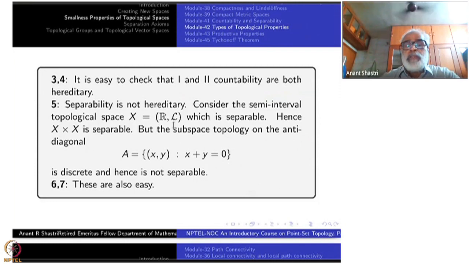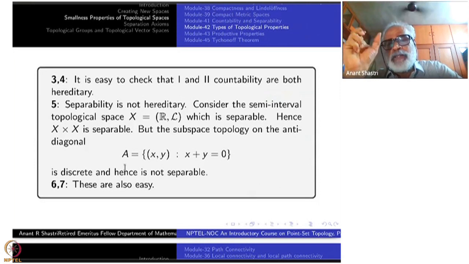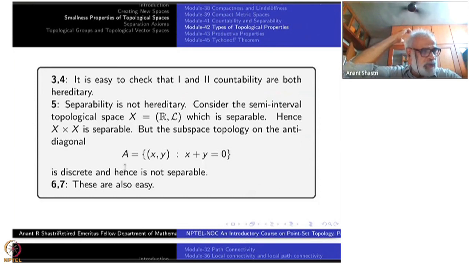In the usual topology, this is homeomorphic to R. But in this semi-interval topology, in the product, what happens? This becomes a discrete space. Every point is open now. Why? Because given any point (x, minus x), you can take [x, x plus epsilon) and [minus x, minus x plus epsilon). Take the product. So this is a half closed rectangle, one of whose corners is on (x, minus x). This half closed rectangle is open. Its intersection with the line should be open, but the intersection with the line is just a single point. So all the single points are open. That means it is discrete.